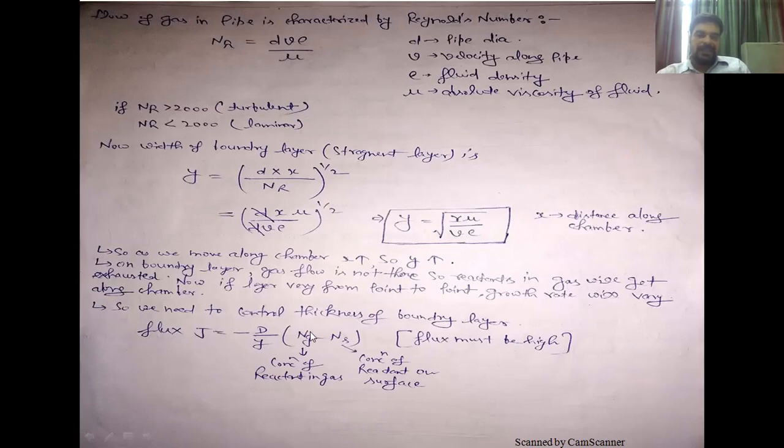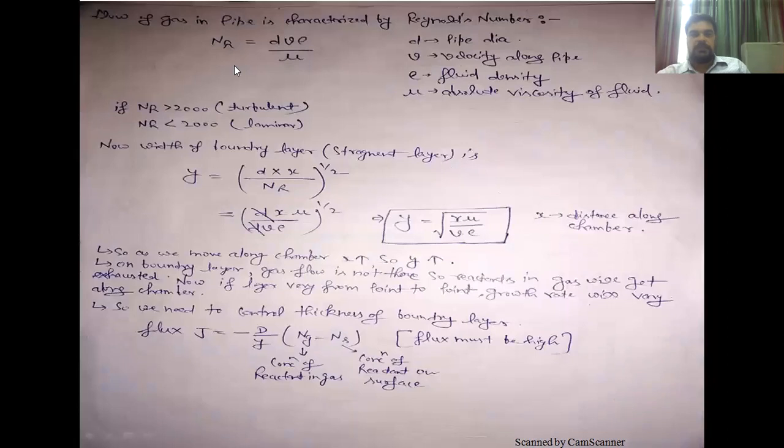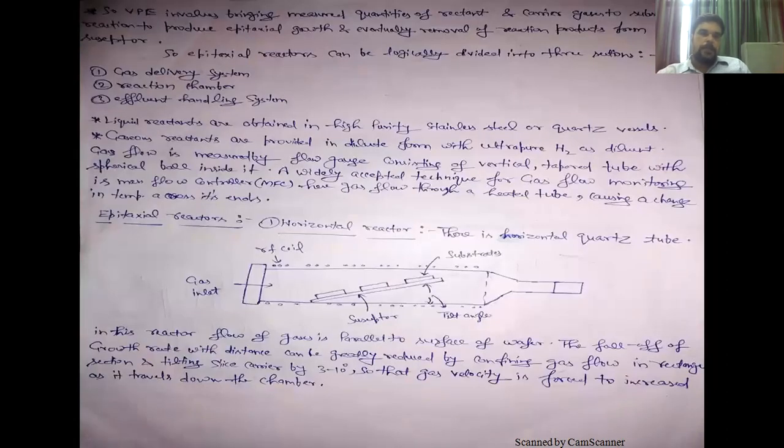So what are these Ng and Ns? Ng is the concentration of reactant in gas. Ns is the concentration of reactant on the surface. Okay, so whatever constituents are there, the concentration of reactants in gas and the concentration of reactant on the surface, the difference of that is proportional to the flux. Okay, so these things need to be considered here. Now, these were some physical aspects that we were discussing.